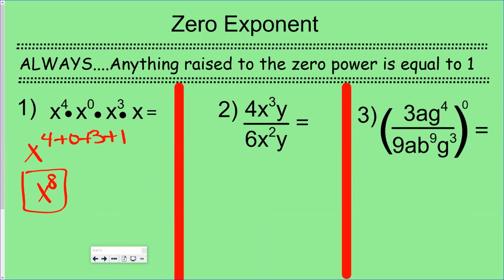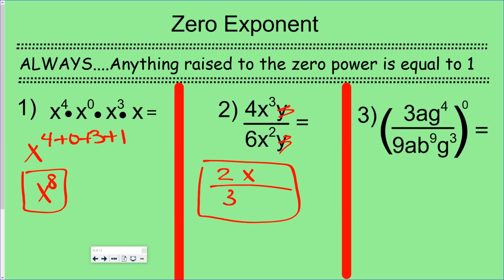Number 2, I see division. So that means I divide my coefficients and subtract the exponents. 4 divided by 6 is 2/3. 3 minus 2 is x^1. And y divided by y, those cancel out to give me just 2/3 x. Number 3, I see everything is in parentheses and everything is to the 0 power. So I don't even need to simplify anything. As soon as I see everything is to the 0 power, my answer is 1.